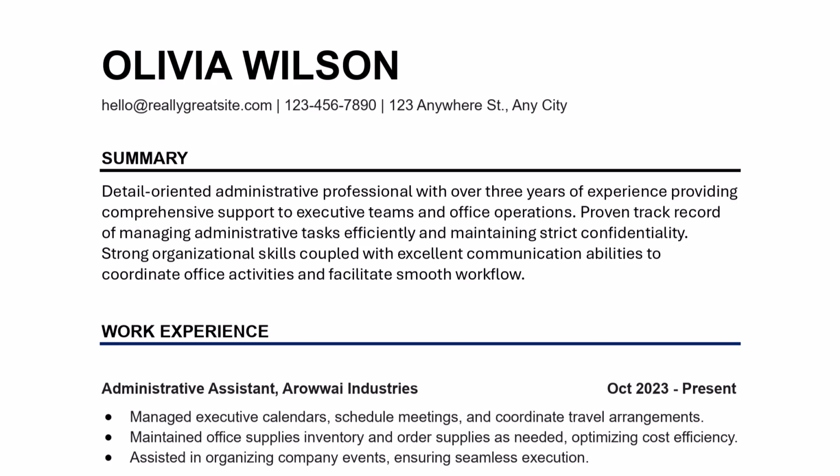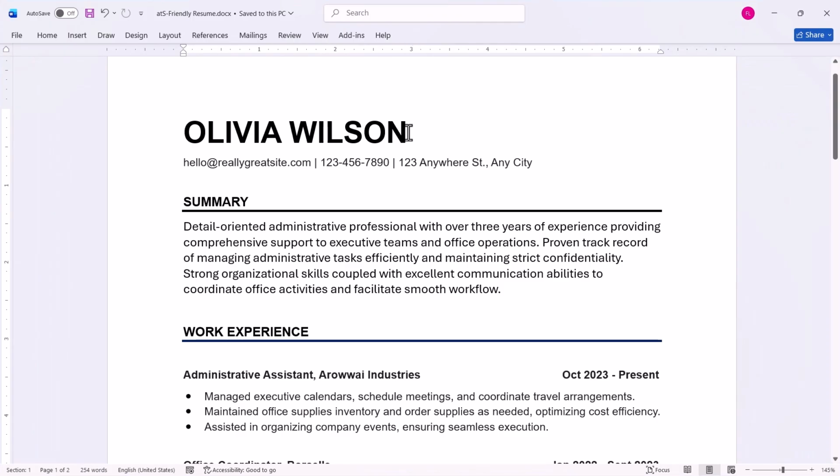Let's get started. First, begin with your header. Add your full name at the top, followed by your email, phone number, and location. Keep this section simple so ATS systems can read it clearly. Next, add a profile section. Write a short paragraph highlighting your overall experience, strengths, and the type of work you do. In this example, the summary explains over 3 years of administrative support experience, strong organizational skills, and confidentiality handling.